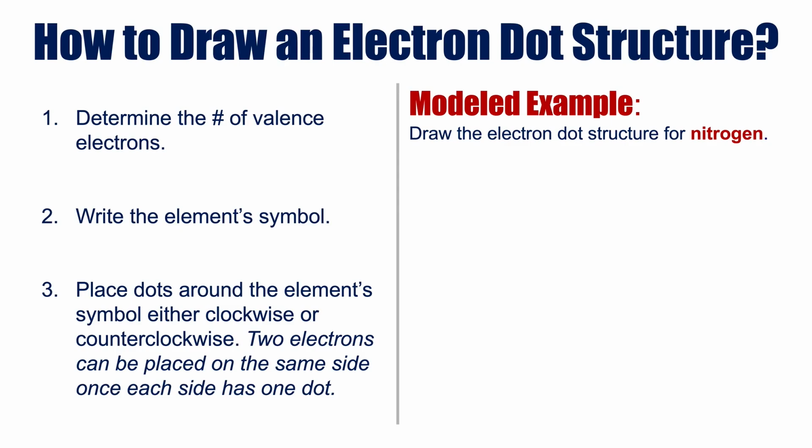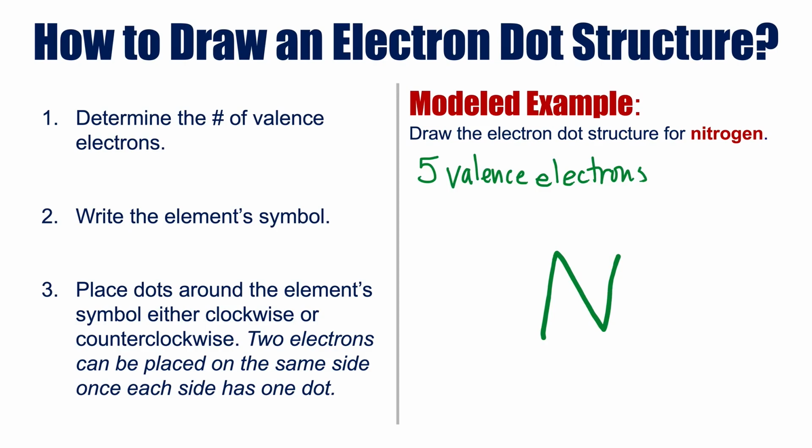So let's go through and look at nitrogen. Nitrogen has a total of 5 valence electrons. I know that because nitrogen is in group 15 on the periodic table. So I write nitrogen's symbol. Think of the symbol as having 4 sides: a top side, a right-hand side, a bottom side, and a left-hand side. I'm going to start on the top and place those dots clockwise around the symbol. I can only start to put 2 dots on the same side once all 4 sides have a dot. So 5 valence electrons: 1, 2, 3, 4, 5. I stop and I'm done.